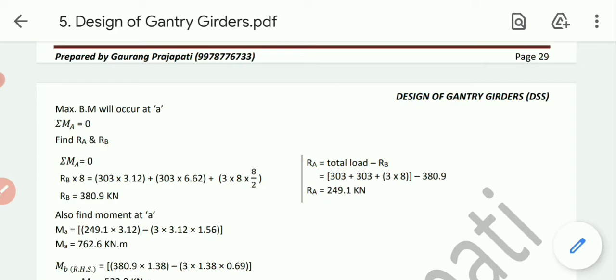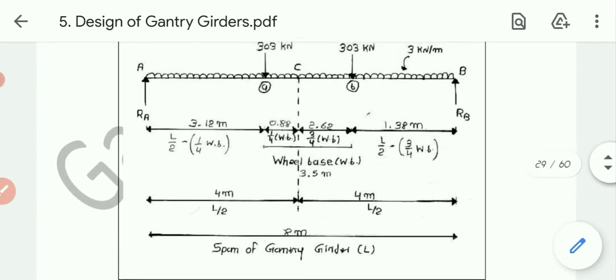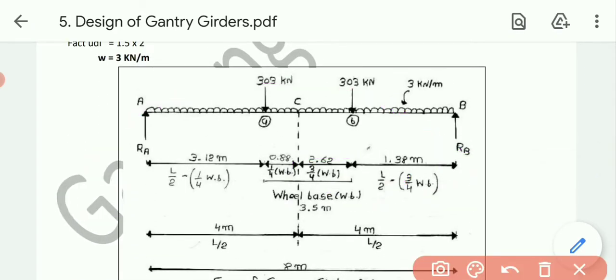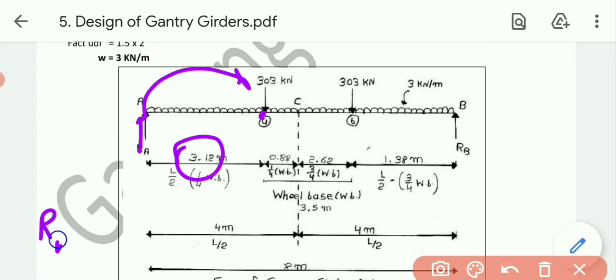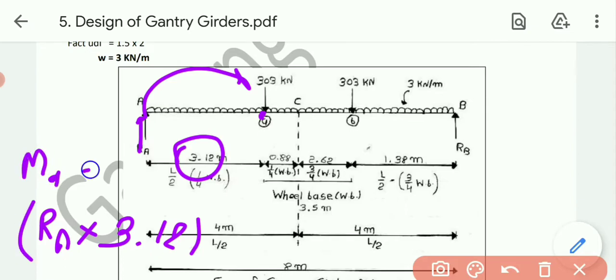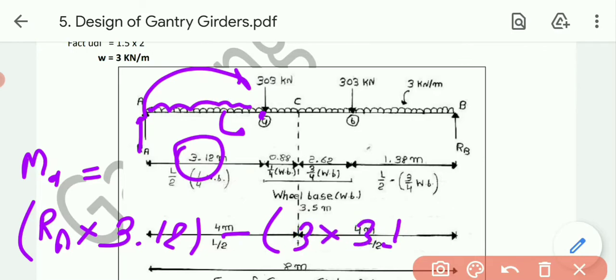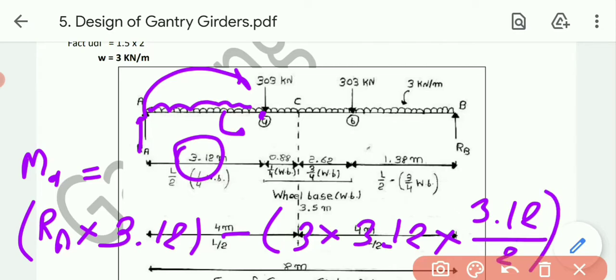Now as we have got this one, we need to calculate moment at A over here, this point. So moment at A will be RA into this dimension 3.12, that's clockwise. So RA into 3.12, that's a clockwise moment. We are doing the calculation of moment under the wheel load A, and this entire UDL will go towards right hand side, so it will be anti-clockwise. So minus 3 into 3.12 into 3.12 by 2, or we can say 1.56. So we'll get the value from over here.